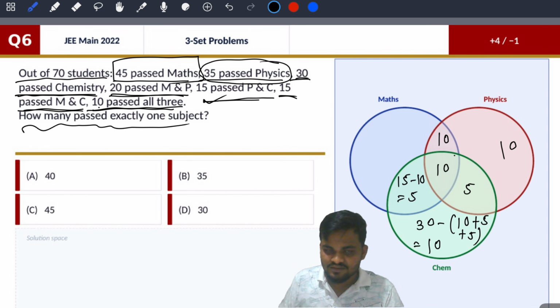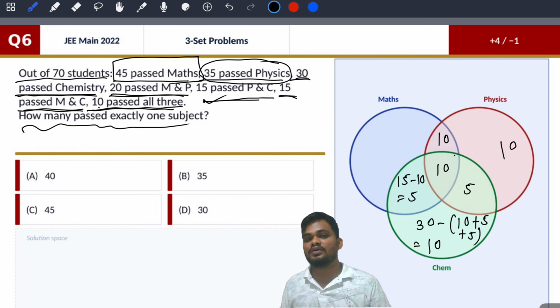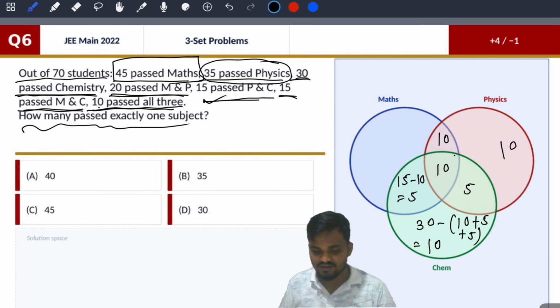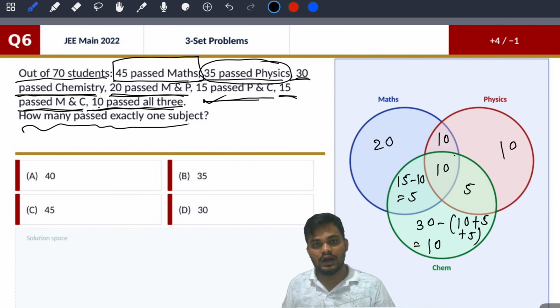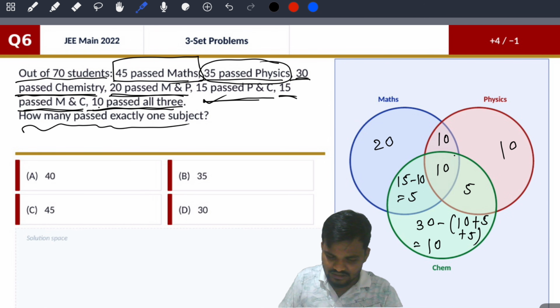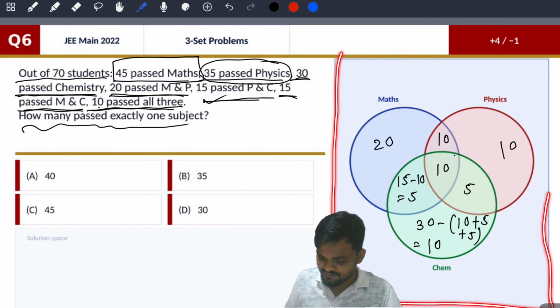Similarly, 45 passed in math, so out of 45, 10 already passed in math and physics, 10 passed in all three subjects, 5 passed in math and chemistry. So how many passed only in math? 45 minus 10 minus 10 minus 5: 45 minus 20 becomes 25, 25 minus 5 becomes 20. I hope you understood how I fill data in this given Venn diagram.